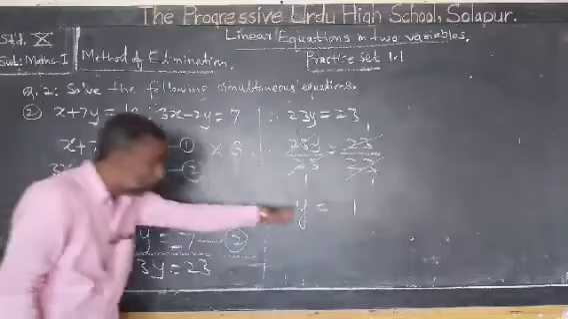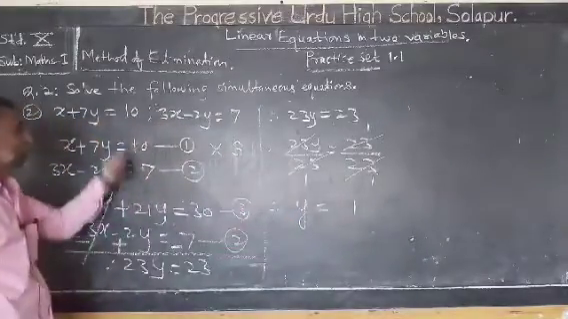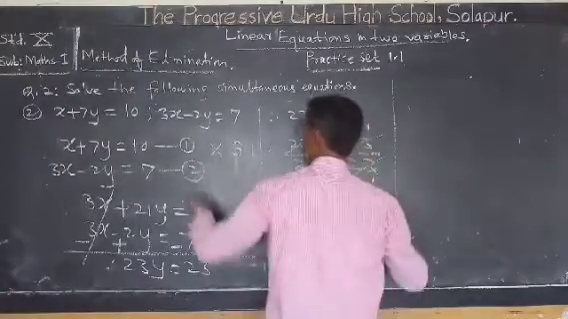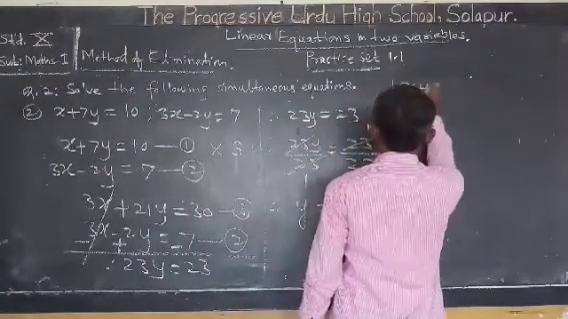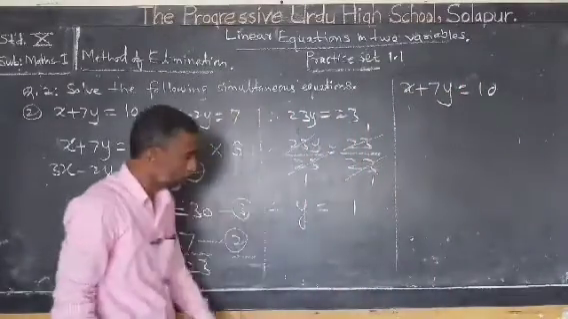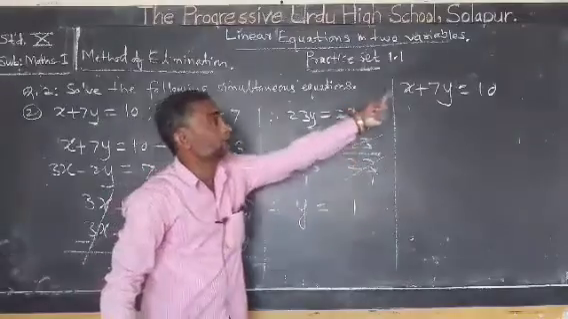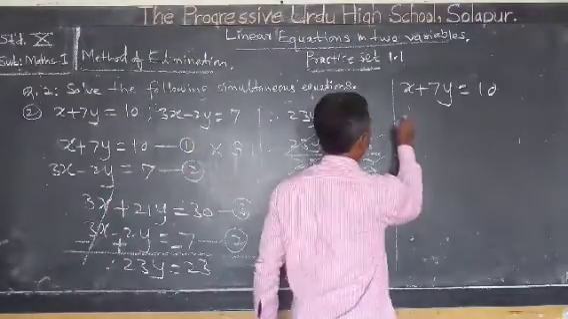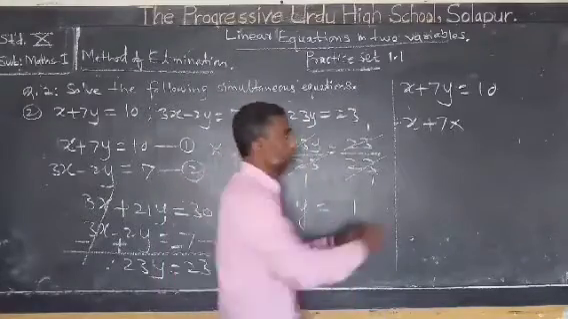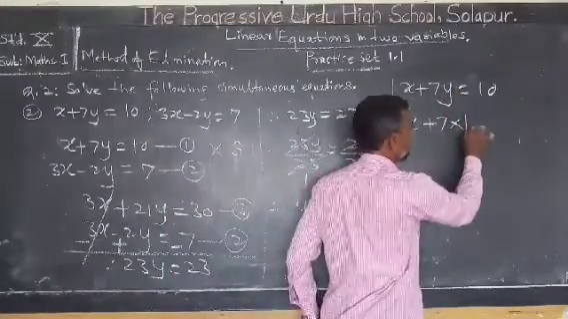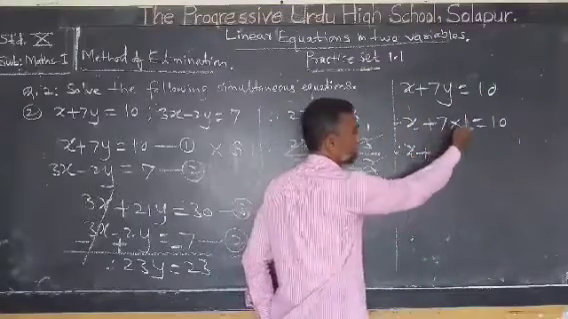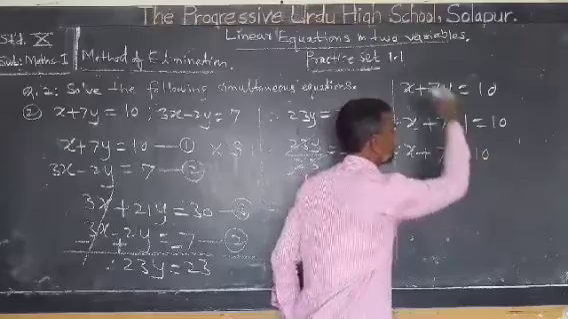Now, put this value of y in any one equation out of these two. Write the equation number first. x plus 7y is equal to 10. This is the first equation. Put the value of y in equation number 1. Therefore, x plus 7 into, put the value of y which is 1, in place of y, is equal to 10. Therefore, x plus 7 ones are 7 is equal to 10.